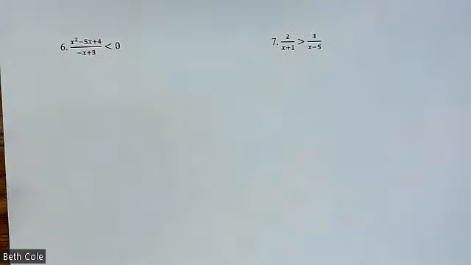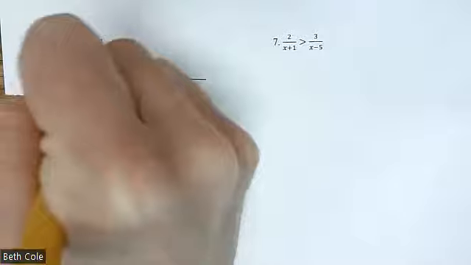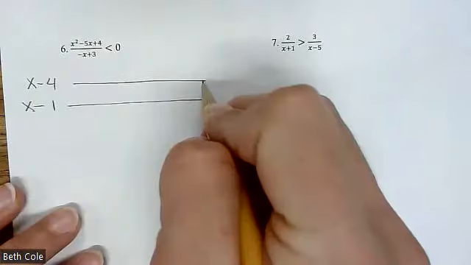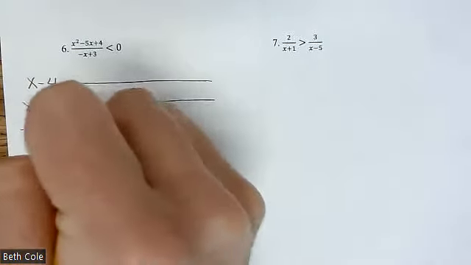All right, so for this one, first thing that we're going to need to do is factor the numerator. How is that going to split? It'll be 4 and 1, and they'll both be negative. So we'll have x minus 4, x minus 1. And you can write that off to the side if you want to. I just went ahead and put it in the number lines, but again, personal preference. Denominator doesn't factor, so -x plus 3.